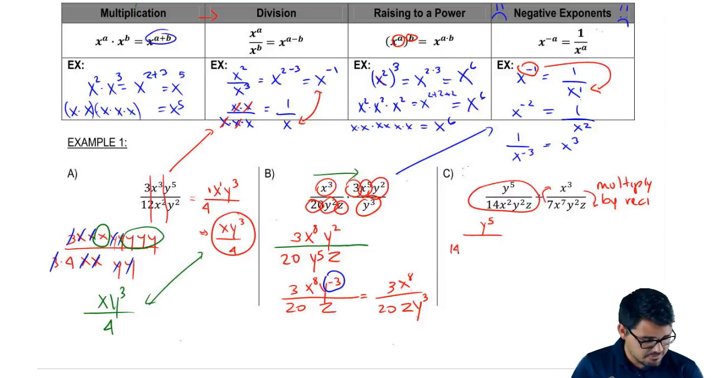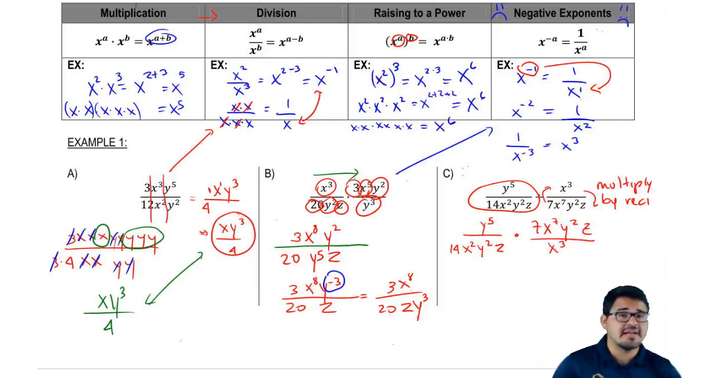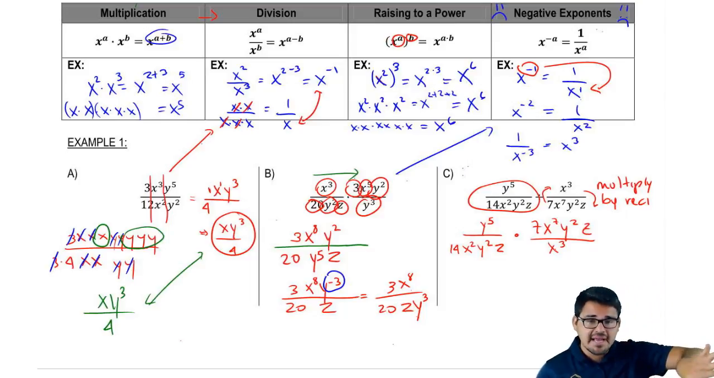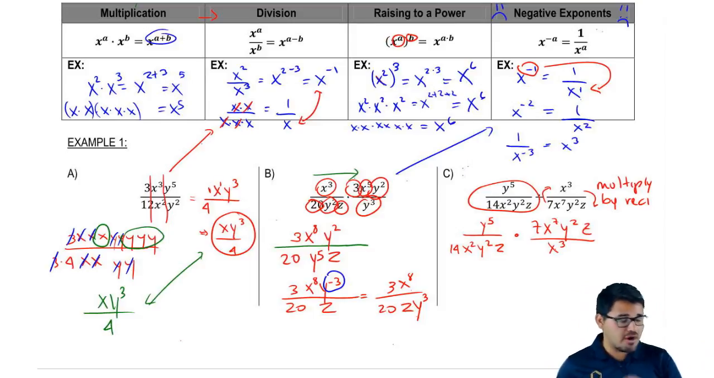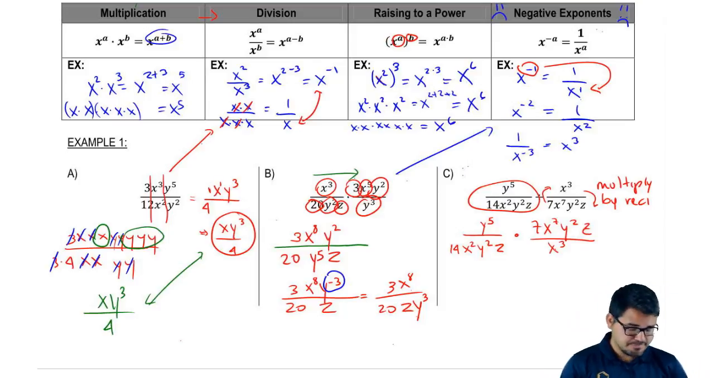So y to the 5th over 14 x squared, y squared times z. Don't let all these variables scare you. It's really simple if you just go little by little. Times, now this becomes 7 x to the 7, y squared times z, over x cubed. So what that means is that I have now flipped my second fraction. I'm first going to multiply, and then I'm going to divide. I'm going to go across in my rules, and if I need to, I will get rid of any negative exponents.